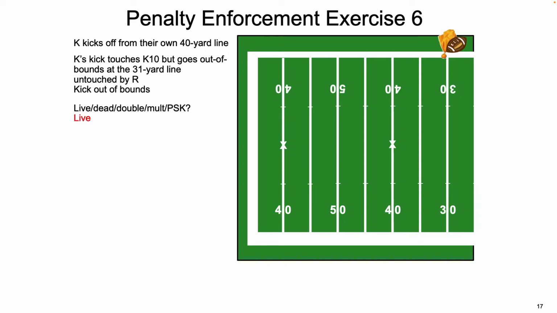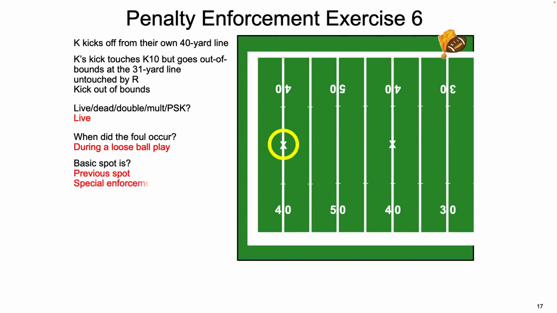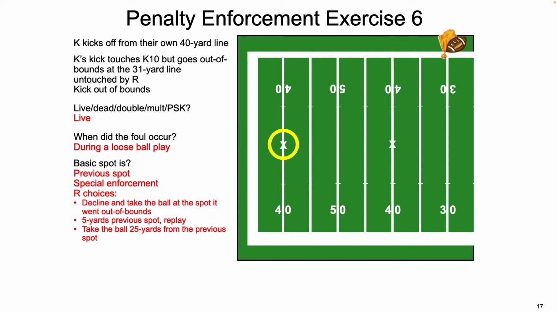It's a live ball foul. When did the foul occur? During a loose ball play. Basic spot is typically the previous spot, but we have a special enforcement here. We got a kick out of bounds, untouched by R. So R has, remember, our 4 choices. They can decline and take the ball at the spot it went out of bounds. Usually that will not be the best choice. 5 yards from the previous spot and replay may be a reason to do that. Take the ball 25 yards from the previous spot or 5 yards from the succeeding spot.